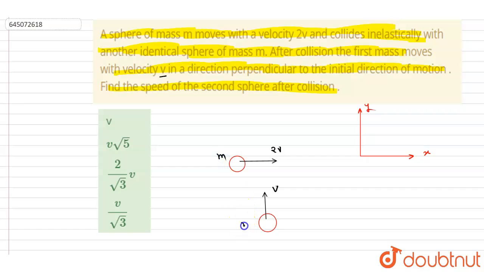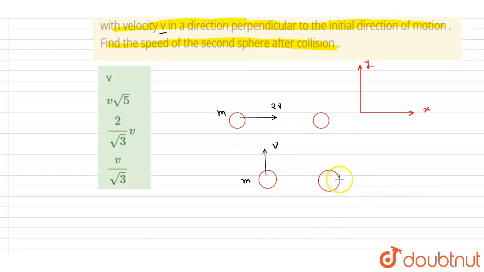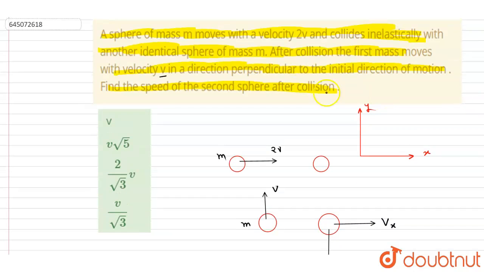Mass is m and m. Another mass was stationary before the collision, like this, and let's say after the collision it has some velocity, vx and vy in this direction and in this direction. So we want the velocity of this mass, and it is said in the question that it is an identical mass, right? So the mass will be the same and everything is the same.